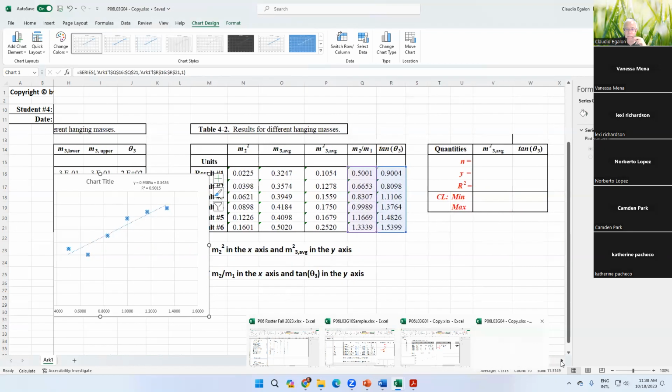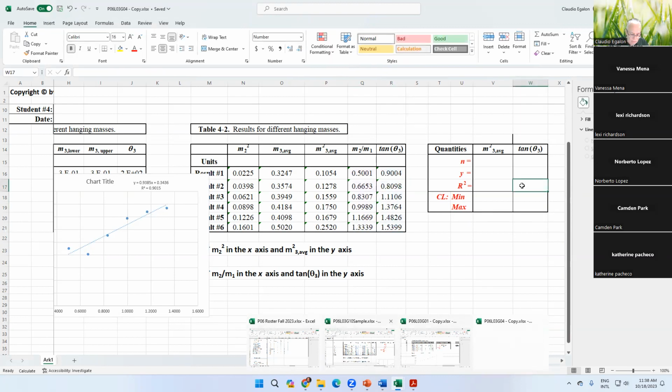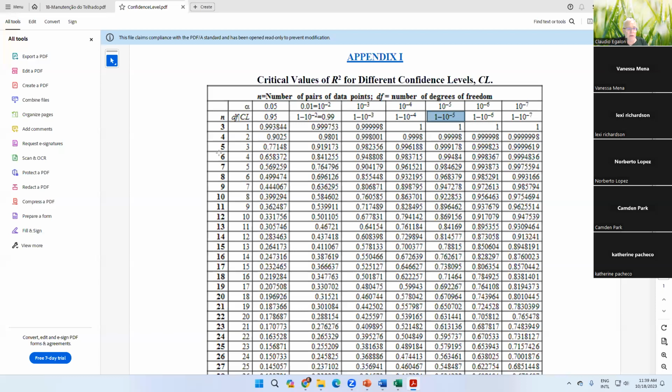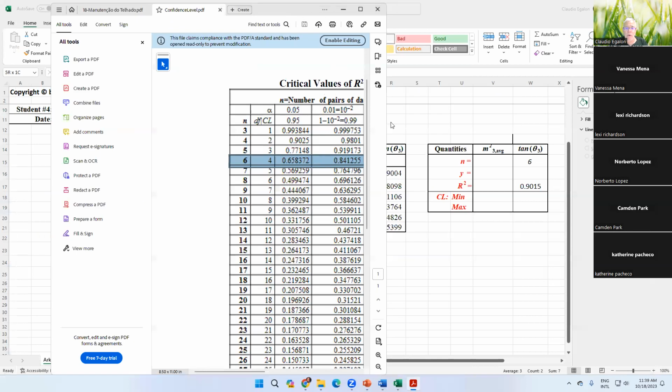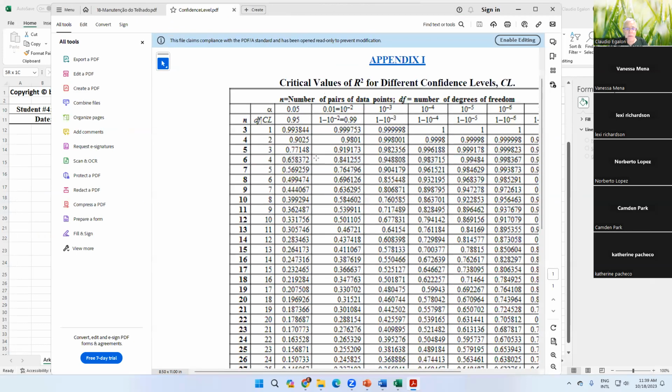But I was just looking for the CL. You're looking for the CL? Okay. So let's do the CL together. I have the CL for the tangent, 0.9015. That's what I have, right? The N is 6. Okay? You did that? Yeah, I got that. Okay. Now let's go for the table. Here you go. Here's the table. 6 data points highlighted. Our R square is relatively small, 0.9015. Okay, 0.9015 is between those two values, right?